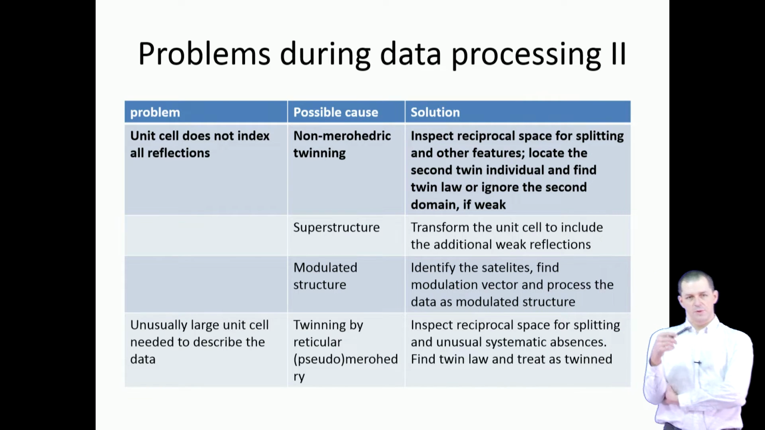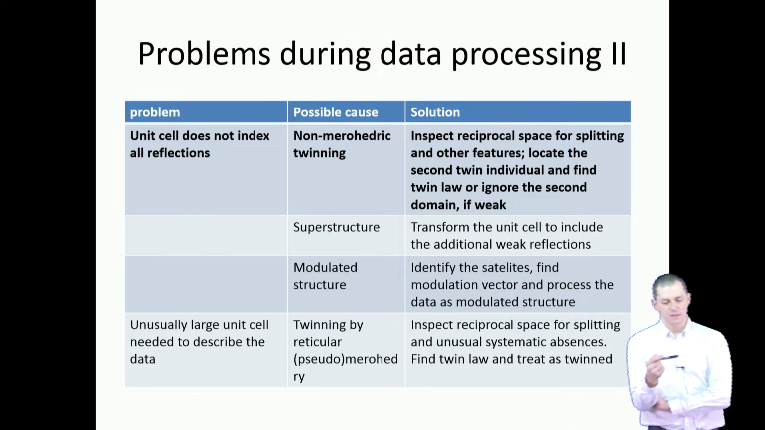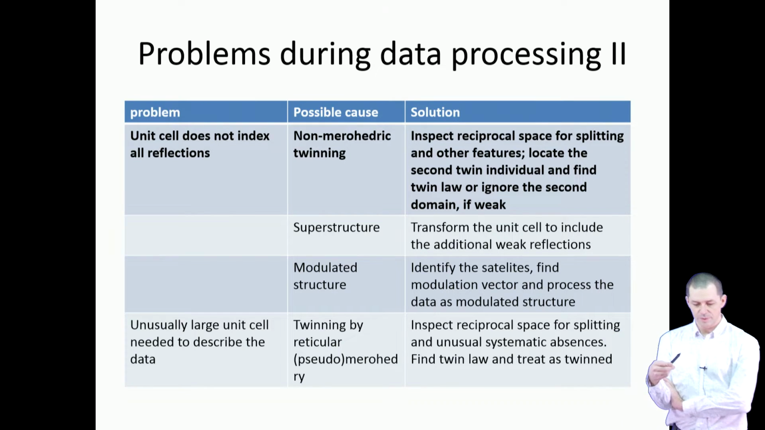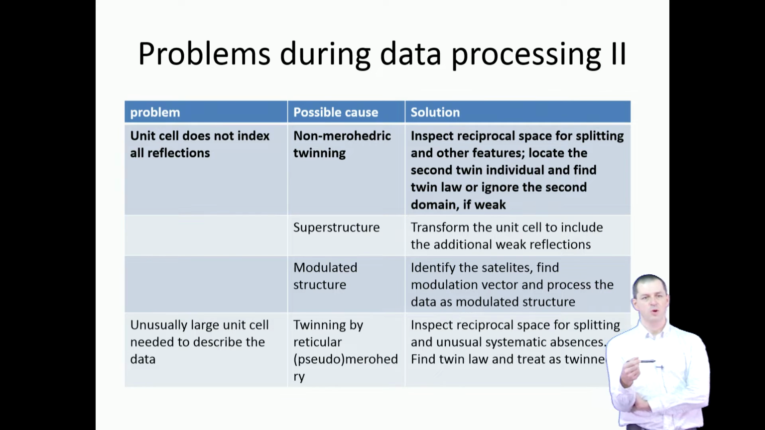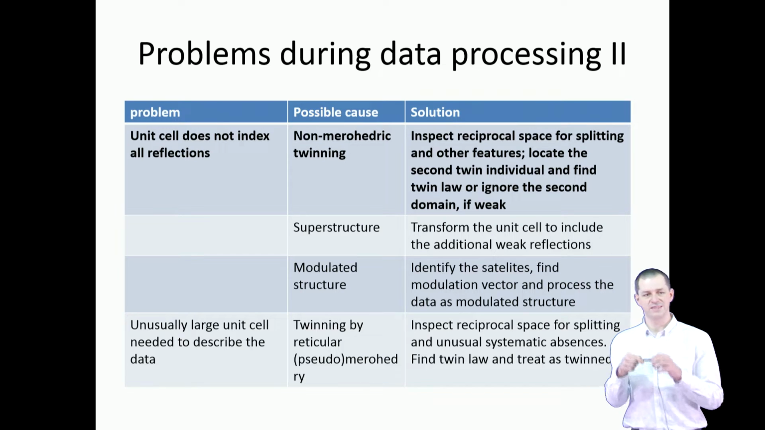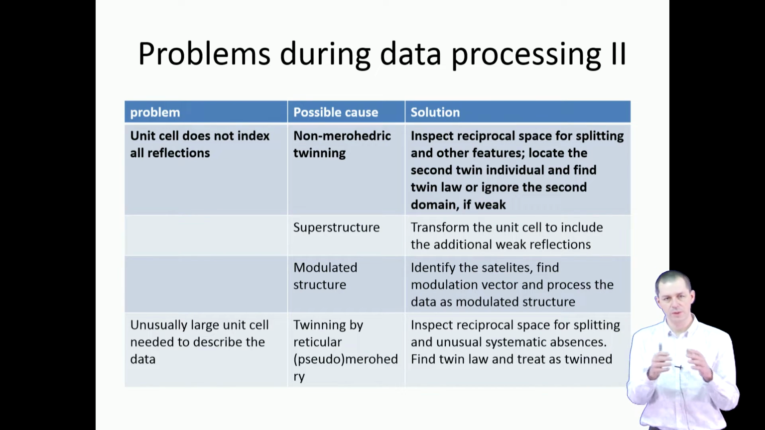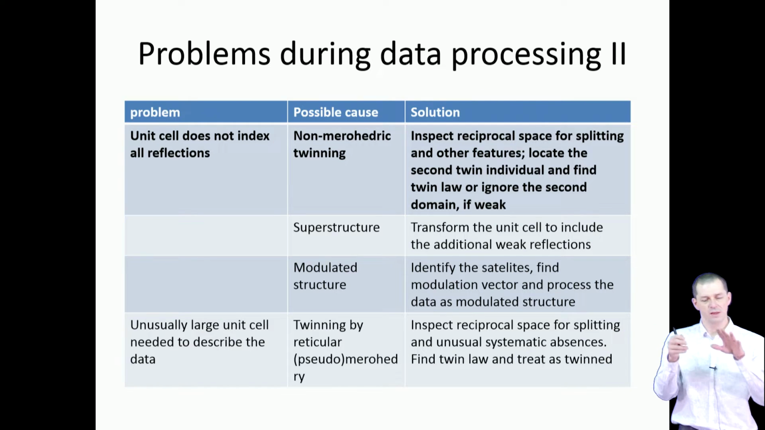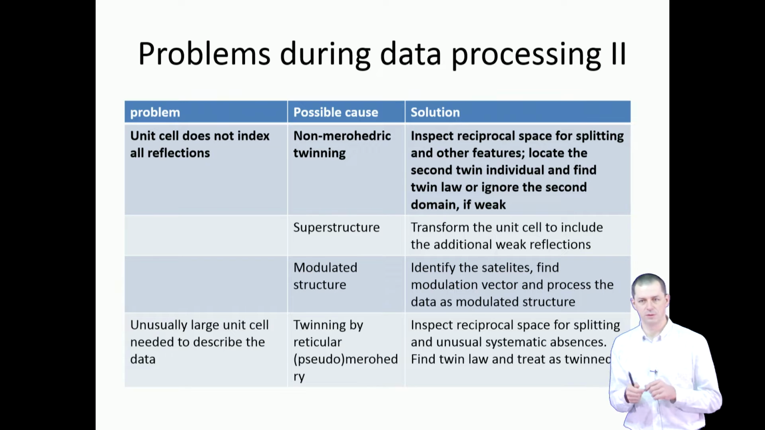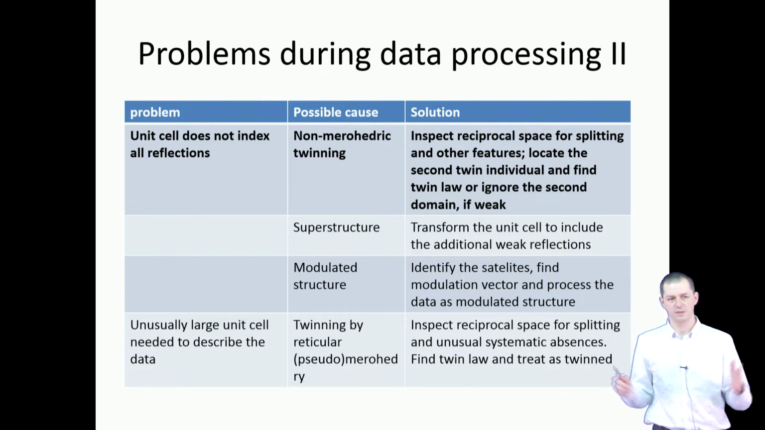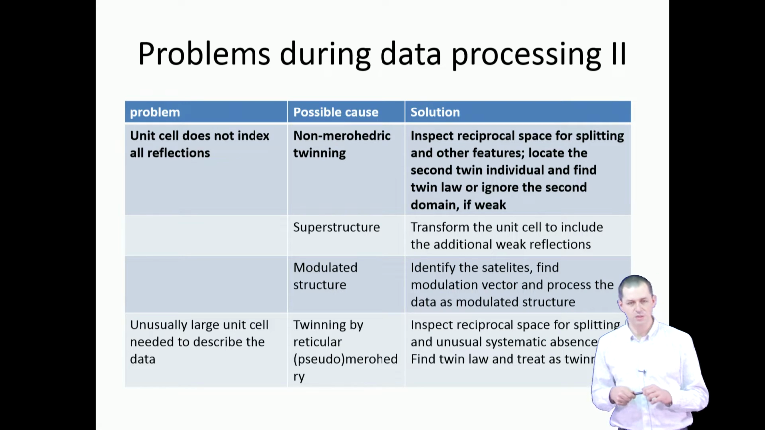Another problem is that you find the unit cell looks okay, looks reasonable, but it doesn't index all reflections. There are many reflections. So the unit cell, in the normal case, will never index all reflections. There will always be a few spots, a few peaks in the reciprocal space, which will not fall on the nodes of the reciprocal lattice. There is always some noise in the data, so that is normal.